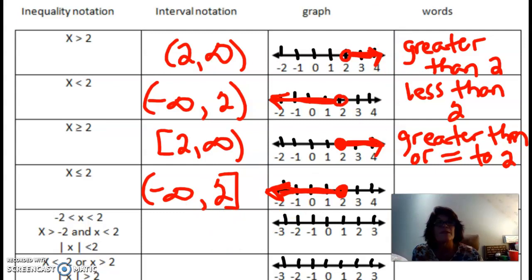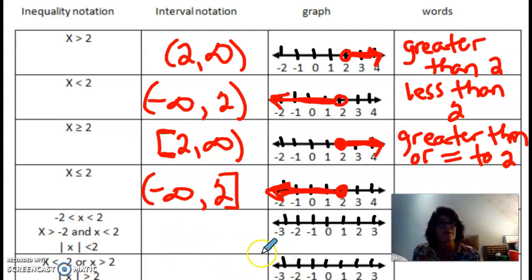One of my students one time said that she remembers that the bracket is what you use when you're including the or equal to, because a bracket looks like equals. I don't know if that helps. I thought that was kind of cute. I learn a lot from my students.